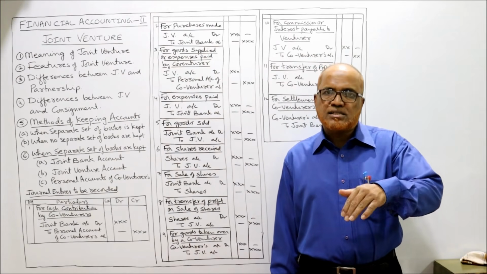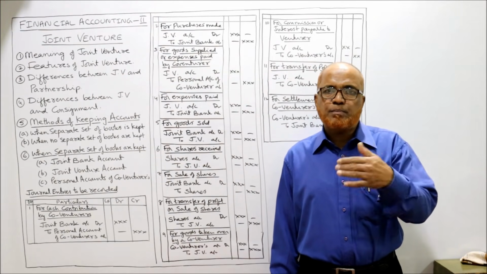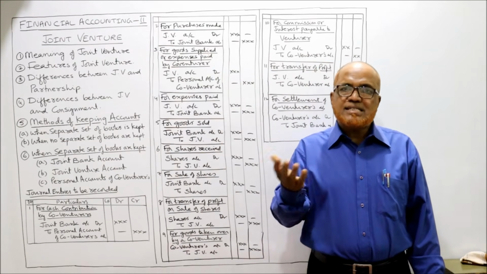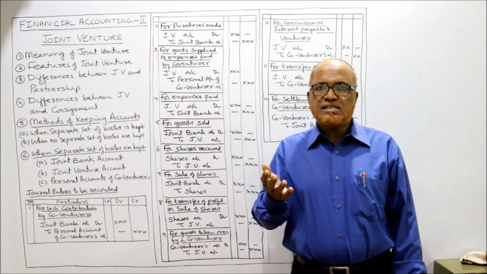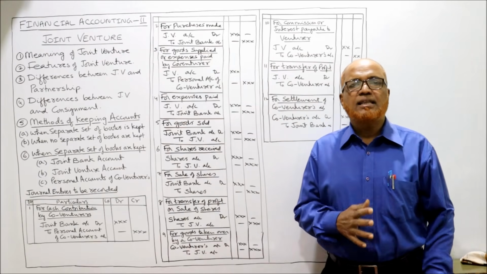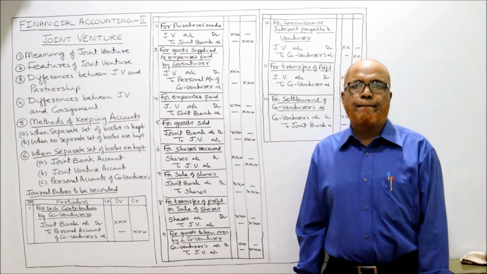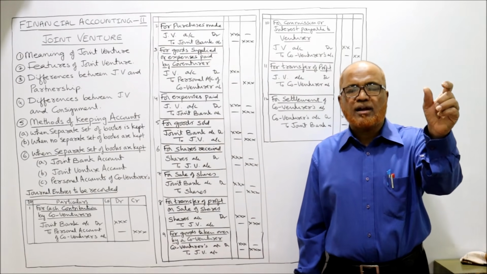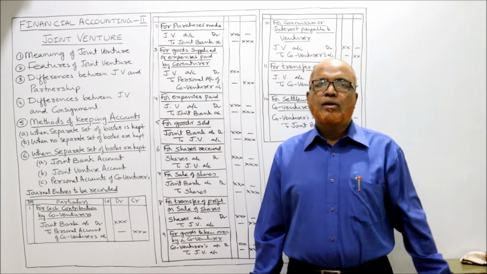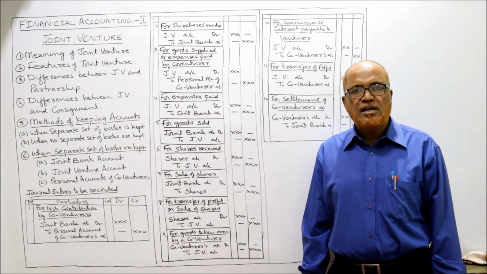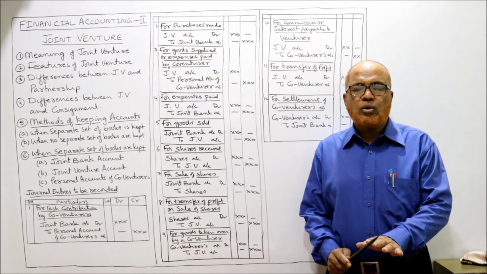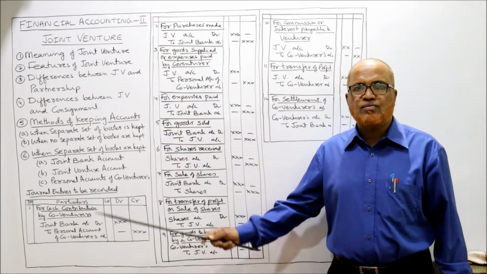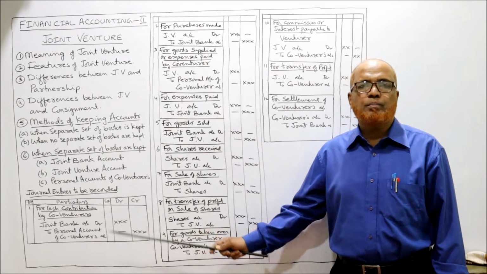And if he has supplied any goods, if he has paid any expenses, that will be credited. And if he has taken some goods, if he has taken the money from the business, then his account will be debited. Then ultimately the profit on joint venture account will be transferred to personal account of co-venturers, and finally the account of co-venturers account will be closed by transferring the balance from joint bank account to personal account of the co-venturer.